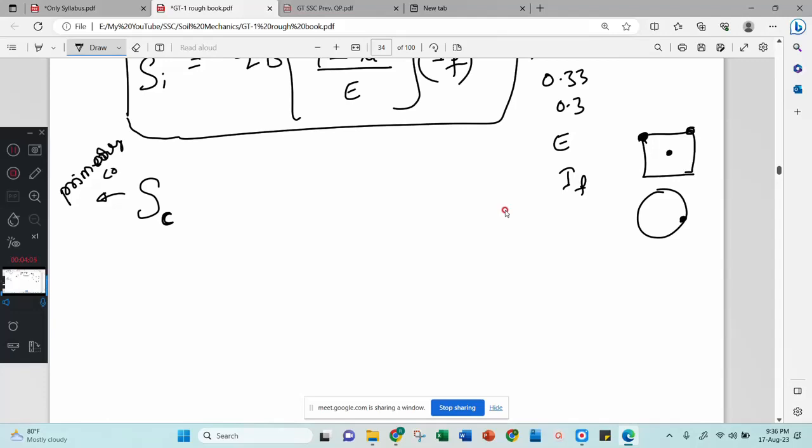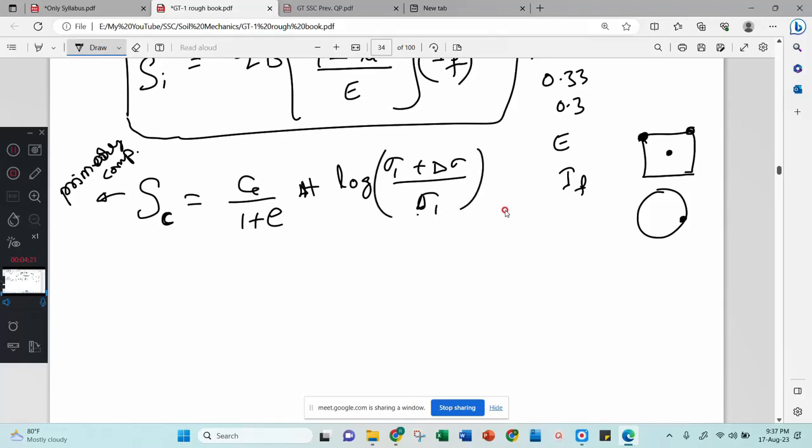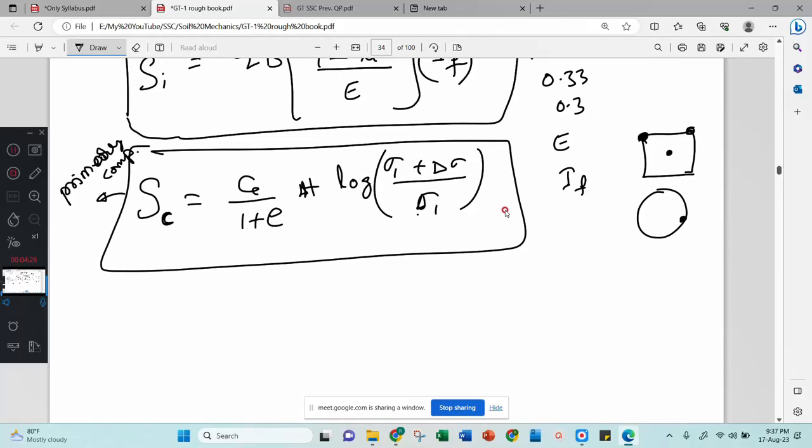Primary compression. After this, the primary compression equation you already know: Cc/(1+e0) times H log of (sigma 1 plus delta sigma) divided by sigma 1. This you already know. Then after this, if any organic content or organic soil is there, then you will observe secondary compression.